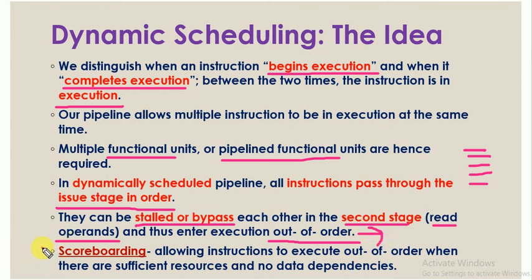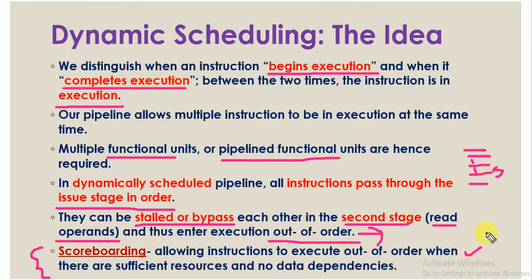Now we have a mechanism called scoreboarding, that allows instructions to execute out of order when there are sufficient resources and no data dependencies. So scoreboarding means allowing instructions to execute out of order. The order can be rearranged when all the resources are available and there are no data dependencies, that means all are independent instructions, then it can easily allow instructions to execute out of order.